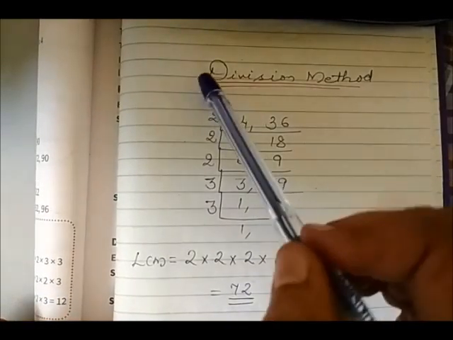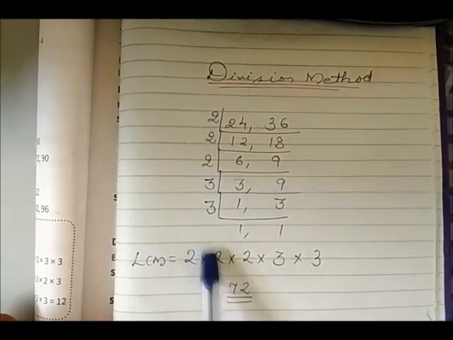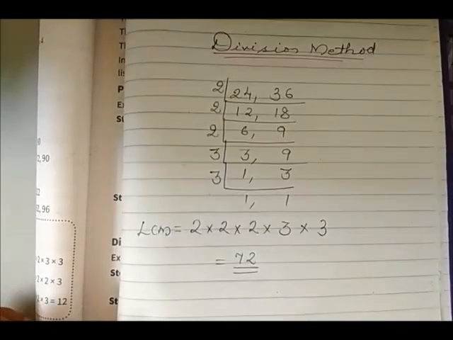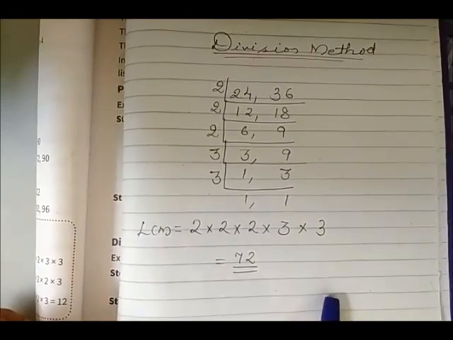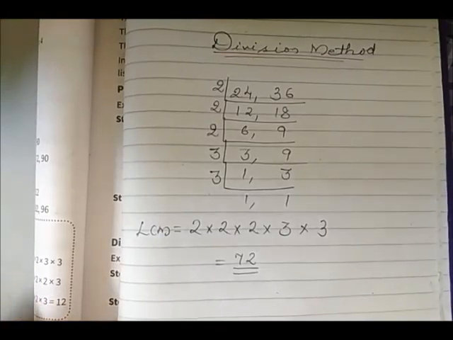And what will be our LCM? LCM is, you have to multiply the numbers on this side. That is 2 into 2 into 2 into 3 into 3. That is our answer, 72. Now we will solve some of the questions, then it will be clear to you all.